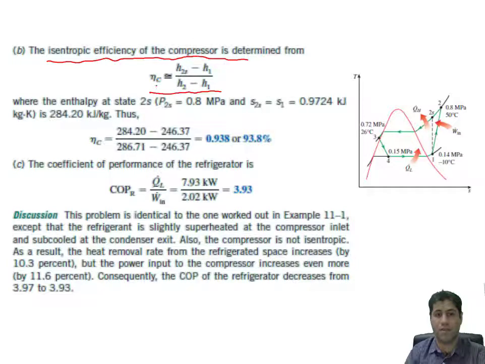The isentropic efficiency of the compressor is equal to the enthalpy of the isentropic state, H2S, which is the isentropic state actually. If the compressor is isentropic, it means entropy is constant in the compressor. State 1 is before the compressor, state 2 is after the compressor. This is the actual compressor, where the compression process is not isentropic. We have pressure drop and we have heat transfer in the compressor.